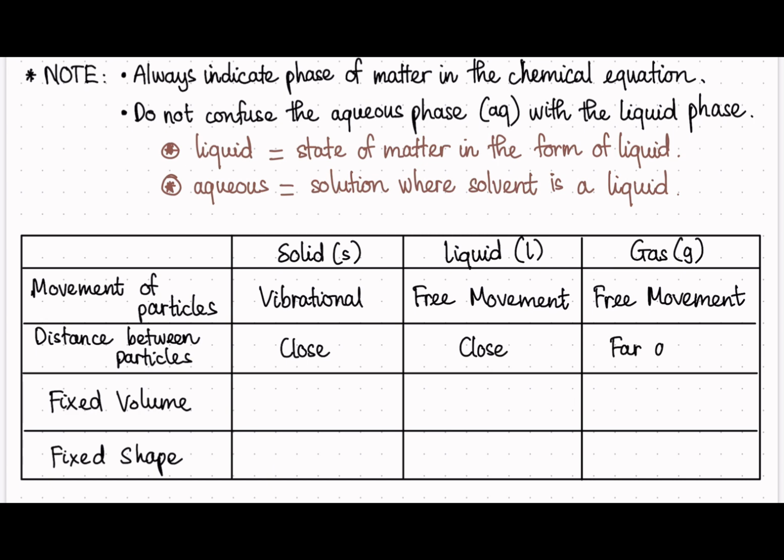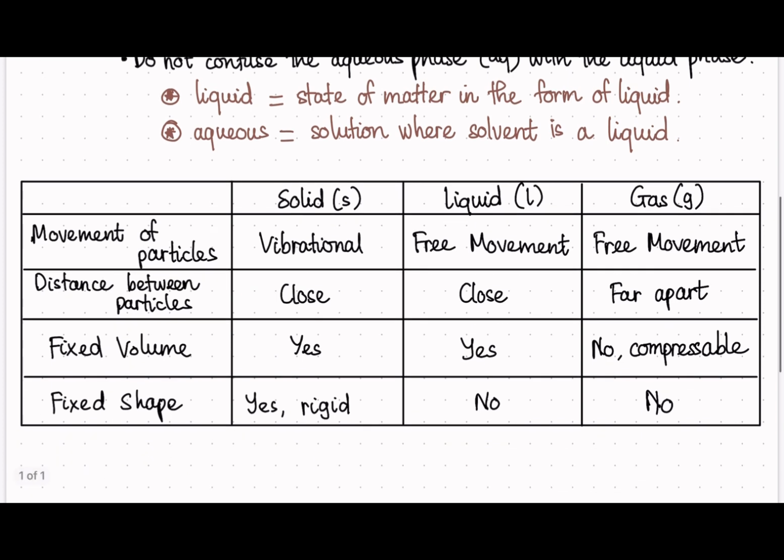The second point, distance between particles. The distance between solid particles is very close by. Liquid is the same thing, but gas is far apart. Fixed volume: solid, yes. Liquid also, yes. But for gas, the volume can be changed and it's also compressible. For fixed shape, the solid has a fixed shape and is also rigid. For liquid and gas, the shape is not fixed.